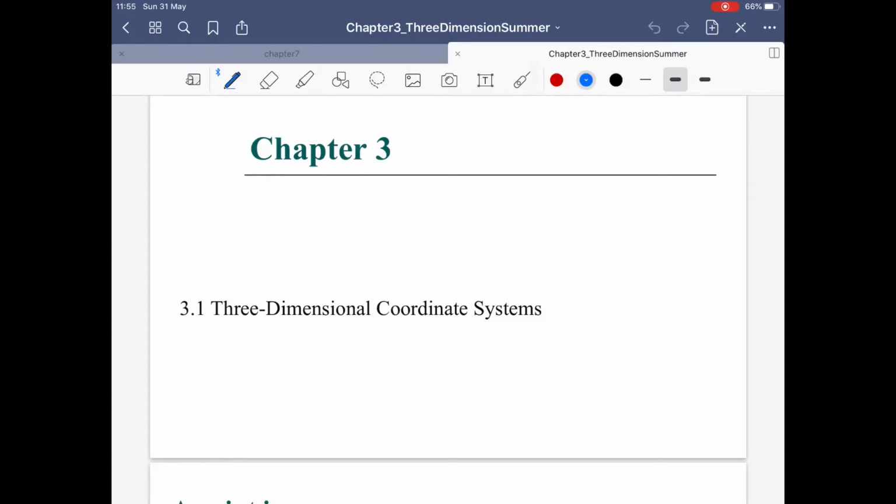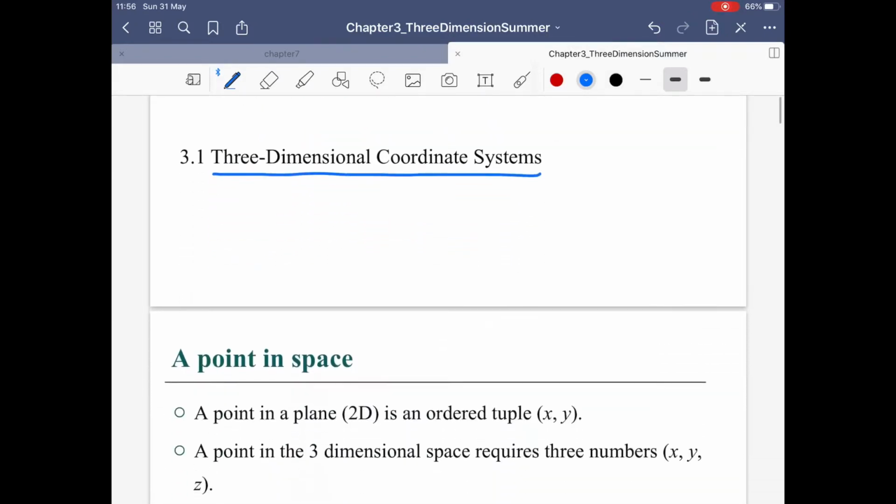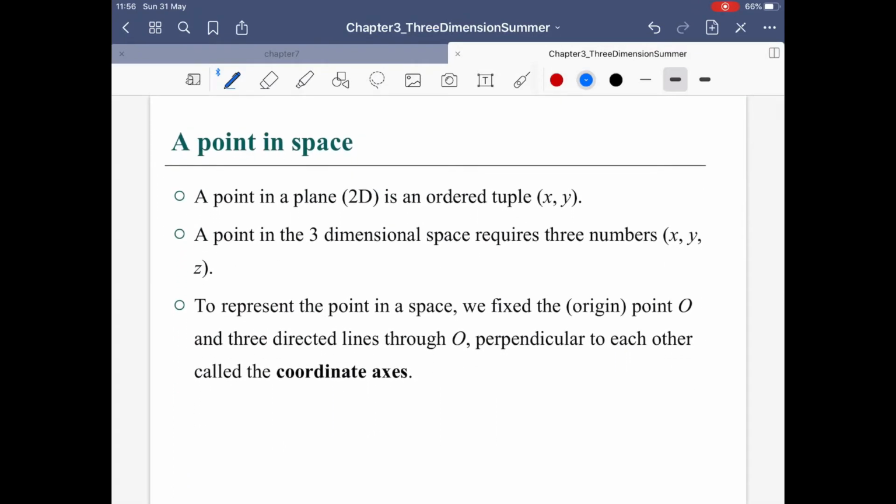This chapter 3 is all about the three-dimensional coordinate systems, okay? And it also contains the knowledge about the equation of the line and the equation of the plane in that three-dimensional space, okay? So for the first clip we are going to talk about section 3.1, which is the introduction to the three-dimensional coordinate systems. Okay, so let us first talk about the point in space.